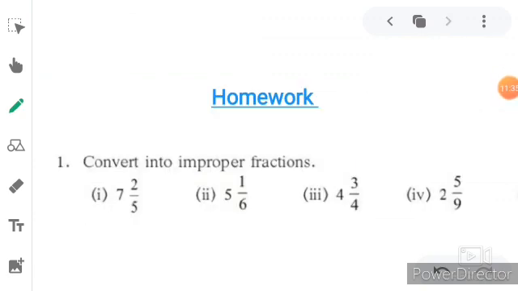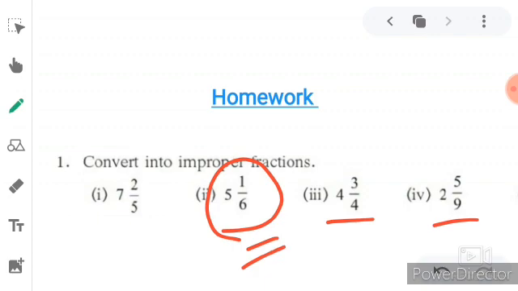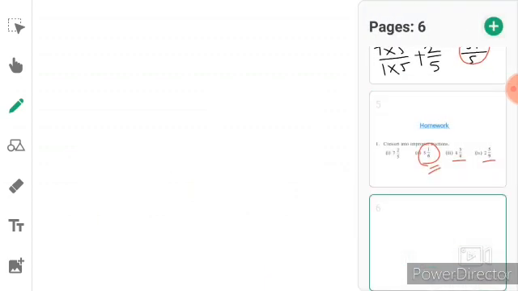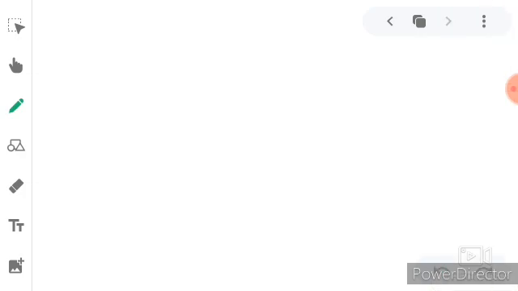Now students, homework. Here 5 1 upon 6. Let's take this example also. Okay, you will have to do these two examples in the homework. Okay, now we are going to solve this one also. So here we can take a page. Okay, here. Now here we are going to solve it.